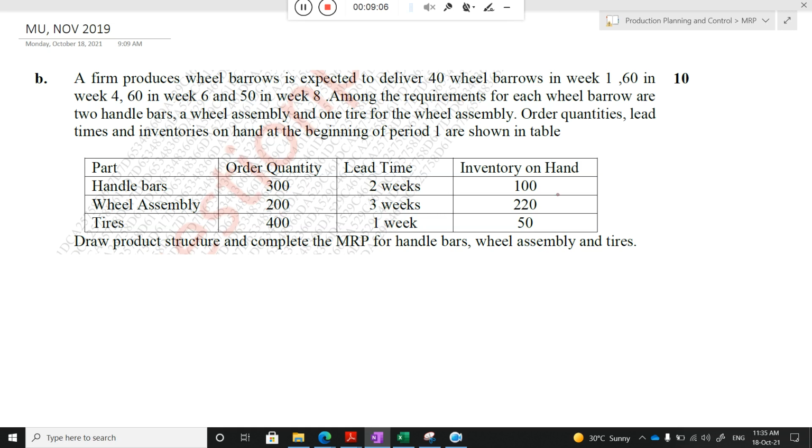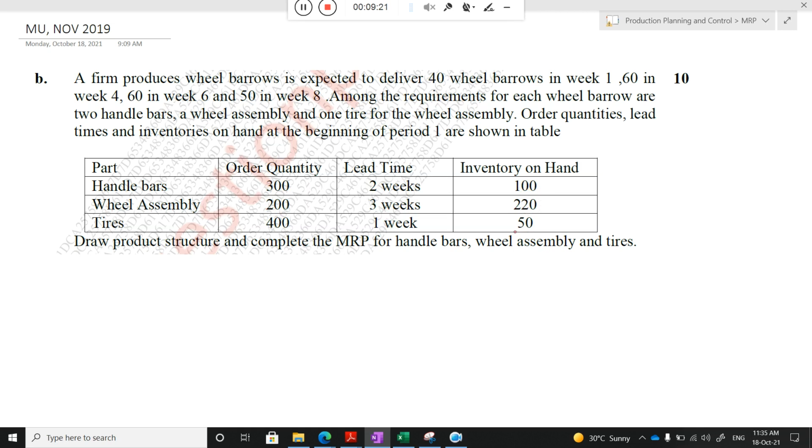The next point is the inventory on hand. On hand means inventory available in my plant right now. At the present time, how much inventory is available in this particular plant? That is given here: 100, 220 and 50.